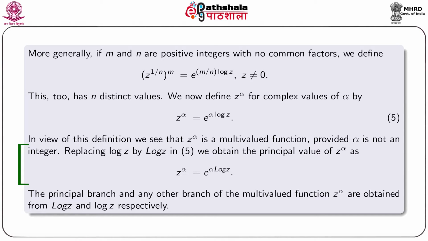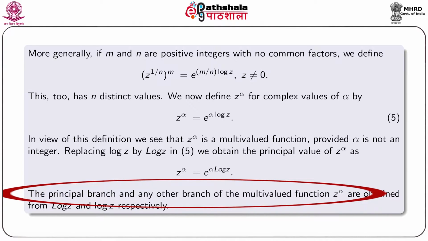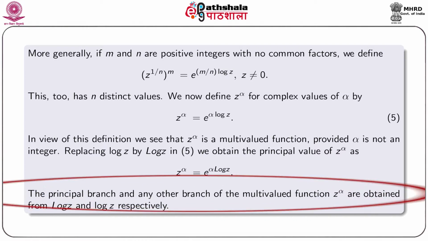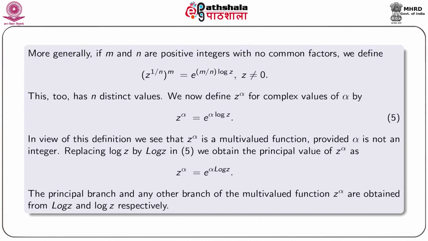Replacing log z by capital Log z in 5, we obtain the principal value of z to the power alpha as z to the power alpha equal to e to the power alpha capital Log z. The principal branch and any other branch of the multivalued function z to the power alpha are obtained from capital Log z and log z respectively.